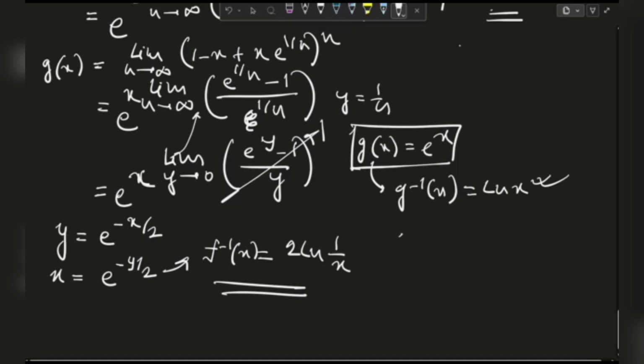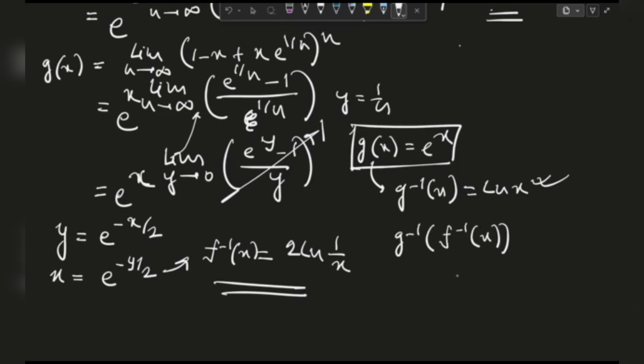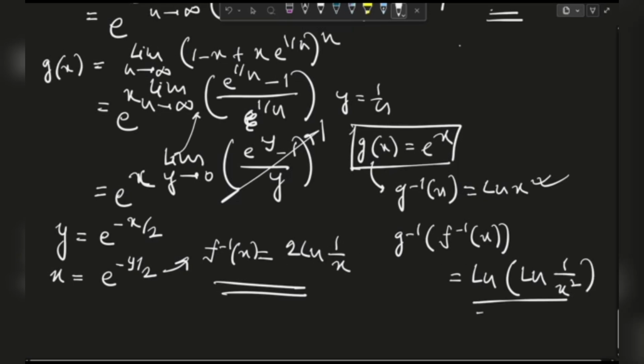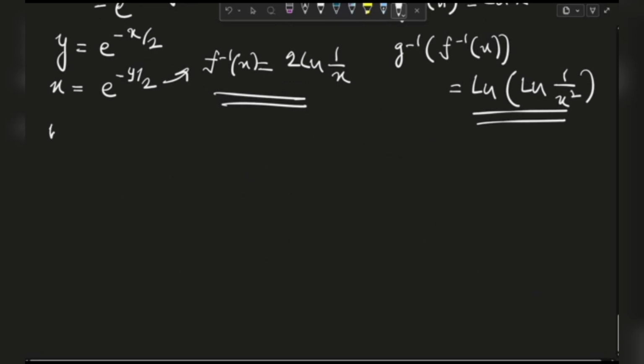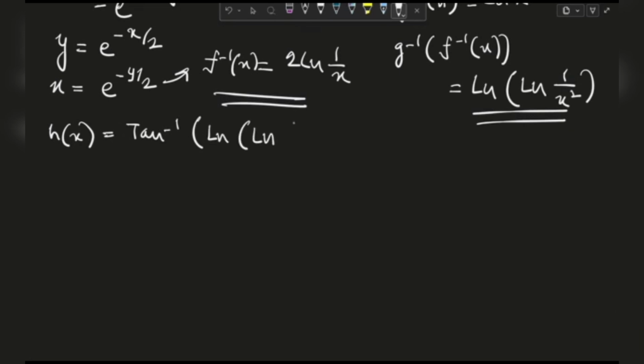So now g inverse of f inverse x will come out to be ln of 2 ln 1 by x. I am writing it as ln of (ln 1 by x) squared. So our final expression, I will write it down: our h of x is tan inverse of ln of (ln 1 by x) squared.